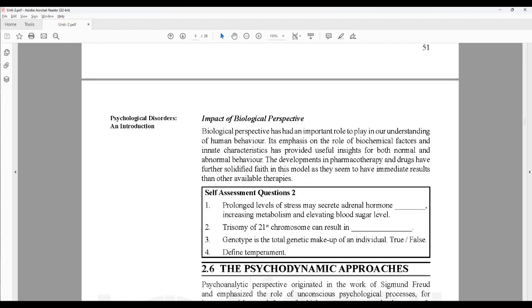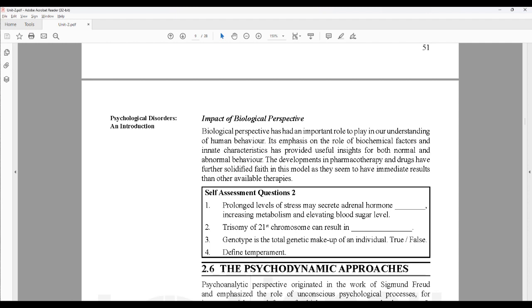Impact of biological perspective. Biological perspective has had an important role to play in our understanding of human behavior. Its emphasis on the role of biochemical factors and innate characteristics has provided useful insights for both normal and abnormal behavior. The developments in pharmacotherapy and drugs have further solidified faith in this model, as they seem to have more immediate results than other available therapies.